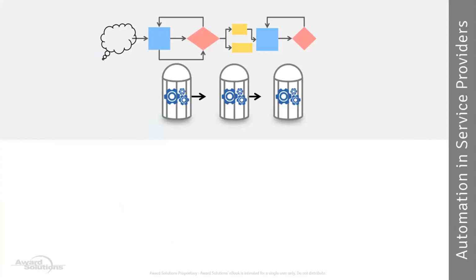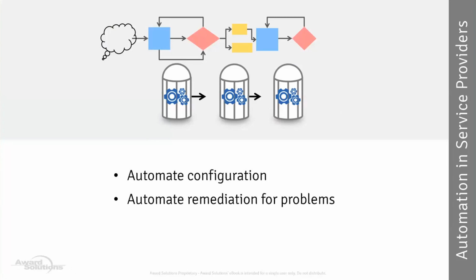So what are some examples in which we can do automation within the telecom space, within the service provider space? Well, I can automate configurations. I would like all of my servers, all of my network to have as few different variations as possible. Variations are really difficult to troubleshoot. So I can use automation to configure all of these different servers, all of these different systems. I can use automation to do remediation of problems.